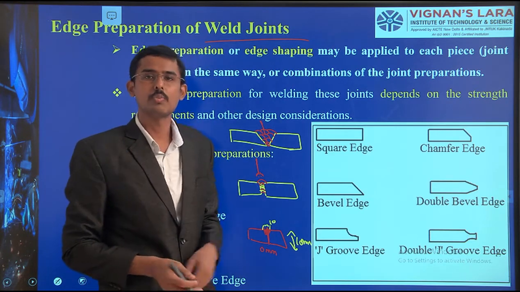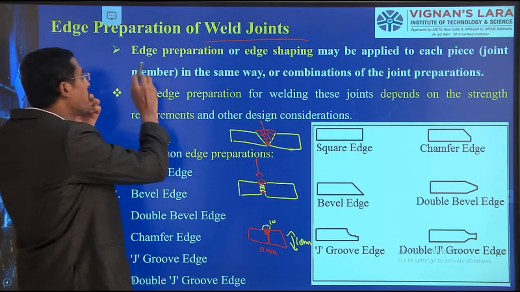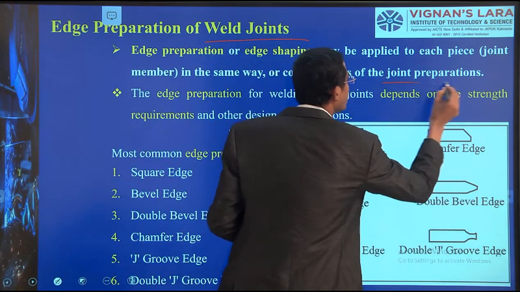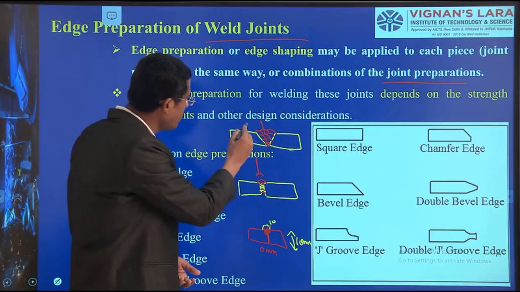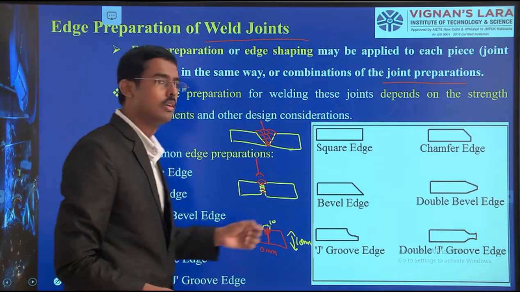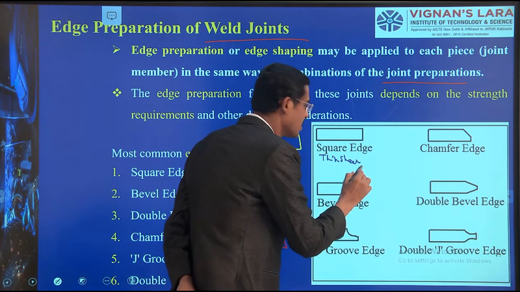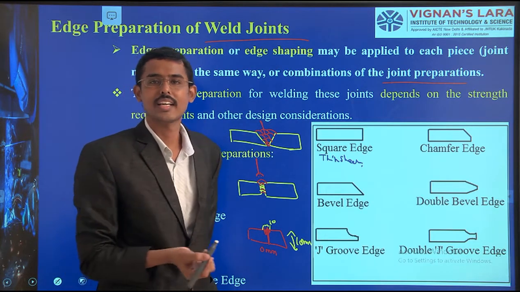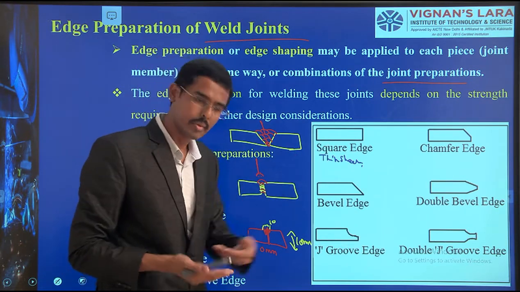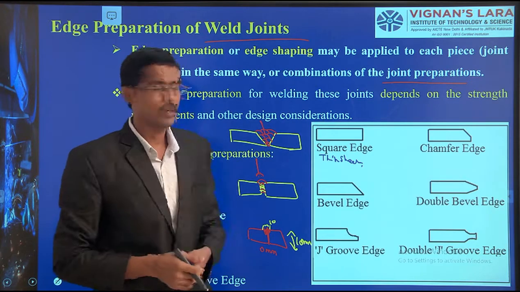So to reach the 0th point for welding, we make some edge preparations on the two specimens. In which format can we do the edge preparation or edge shaping? It may be applied to each piece in the same way, or as a combination of joint preparations. So we are going to create some shapes. This is the square edge. Where will it be useful? The square edge is useful in thin sheets, less than 1mm or 2mm, very thin. There you can go for welding without edge preparation, because two sheets are joined with no need of filler. We can also do autogenous welding, with no filler, which we name autogenous. That is also possible there.